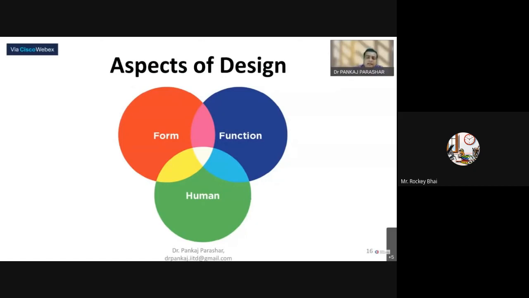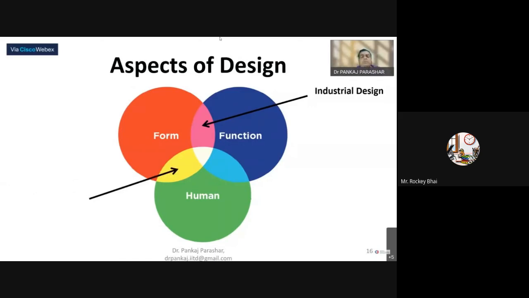Now, when you see interactions between these, when form and function interact, when function and human interact, and when form and human interact, what happens then? So when form and function interact, that is called industrial design. Industrial design means when I'm product designing, how the functions could be added in this form, this limitation would be decided by the industrial design experts.